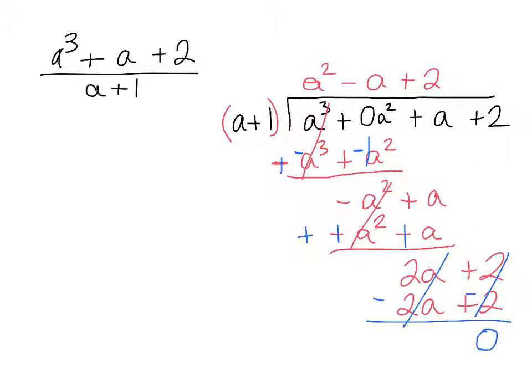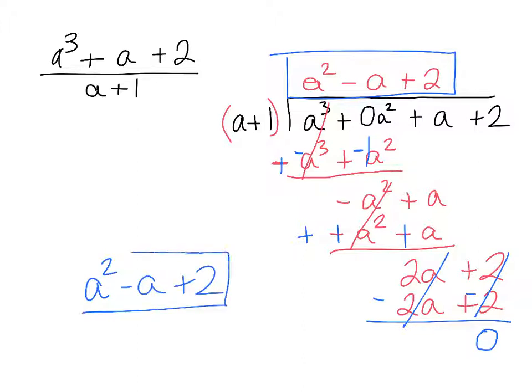Now that always works out nice if you end up with a 0, because that means you don't have any remainder. So your final answer is what you're looking at up here. This right here is what you would type in as your answer: a squared minus a plus 2. No remainder at all to worry about.